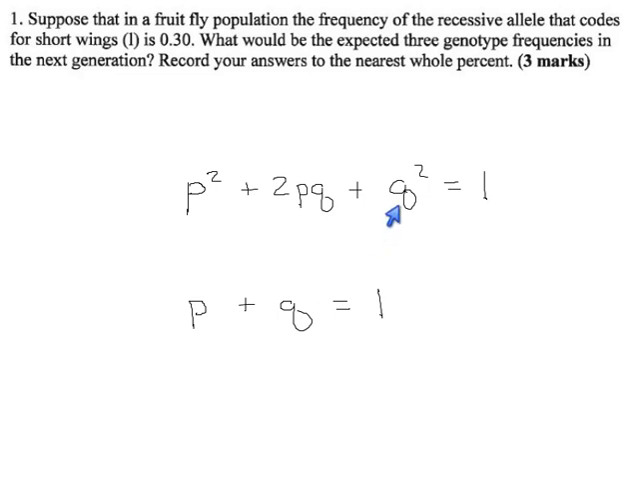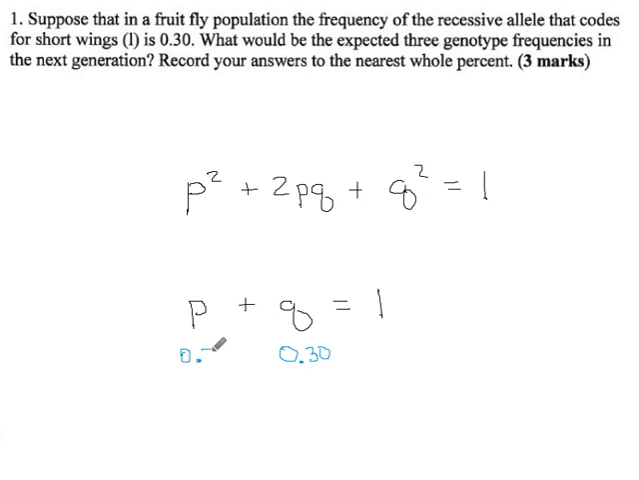If they said the frequency of short wings, or the frequency of the short-winged genotype, or the frequency of flies with short wings, then we'd be talking about Q squared because we'd be talking about whole individuals. But here they're just talking about alleles, so we're down at this level. And they just tell us that that number is 0.30. Q is 0.30. Well, if you have Q, it takes like 1 second to solve for P. 1 minus 0.3 tells us that P is 0.70.